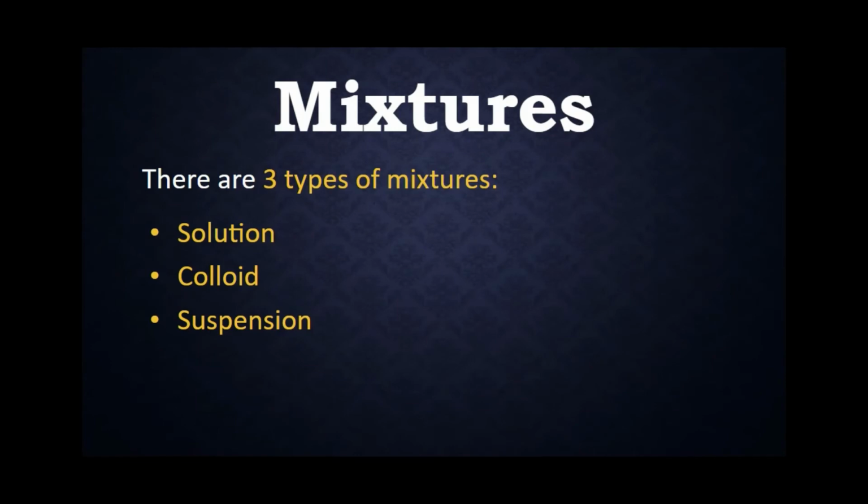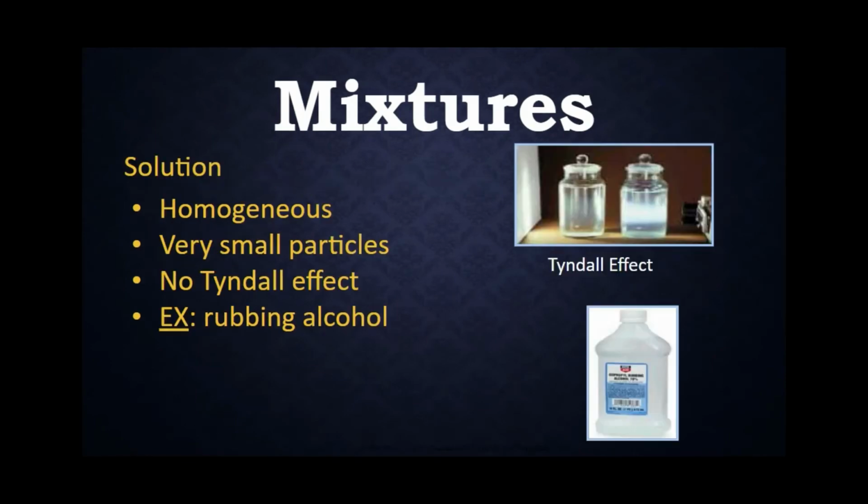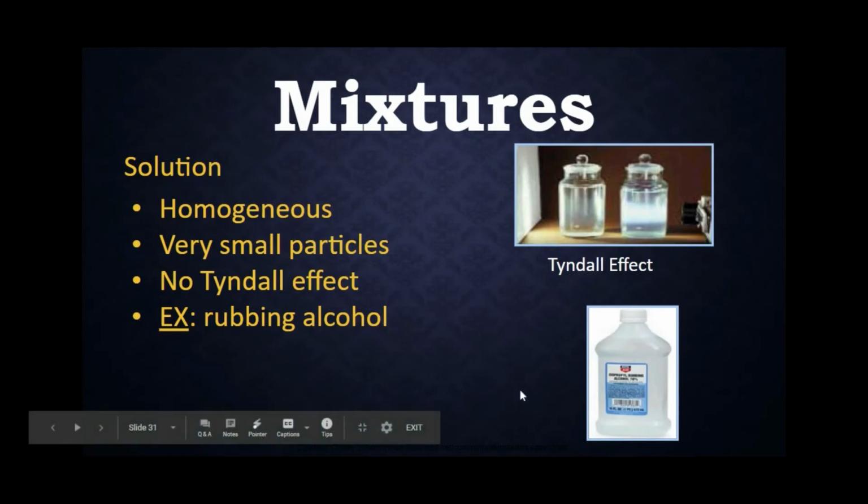There are 3 types of mixtures: solutions, colloids, and suspensions. Solutions are homogeneous, so they have very small particles. They don't exhibit the Tyndall effect, which means that light will pass through them. So in this container on the right, where the flashlight is pointed, the light is passing through. So this is a solution, while whatever is in this other container would not be considered a solution. An example of a solution is rubbing alcohol.